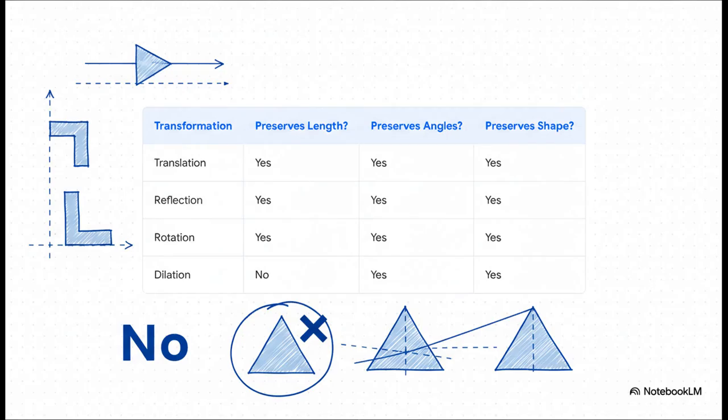And here it is, the invariant cheat sheet. Just look. Translation, reflection, and rotation, they all preserve length, angles, and the overall shape. They're called isometries because they don't change the size. But, and this is the big one, look at dilation. It keeps the angles and the shape the same, but it does not preserve length. It changes the size. Knowing that difference is a huge advantage.